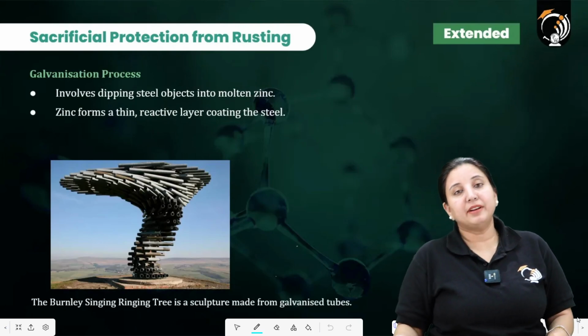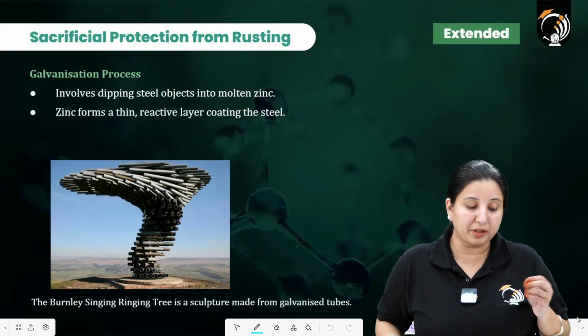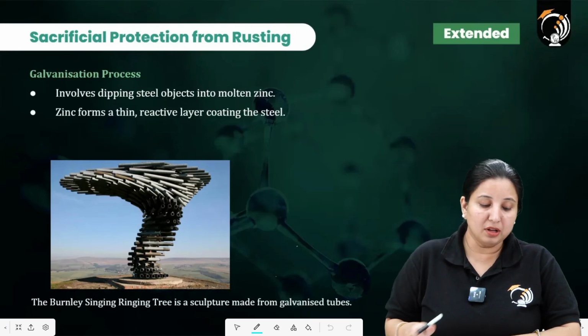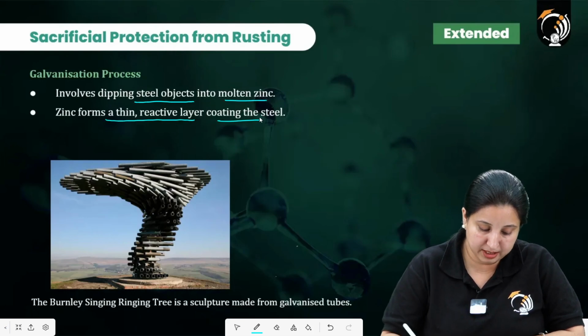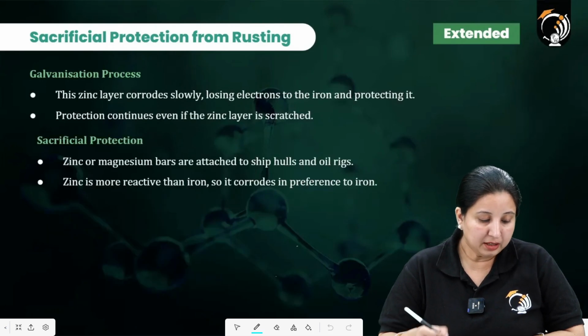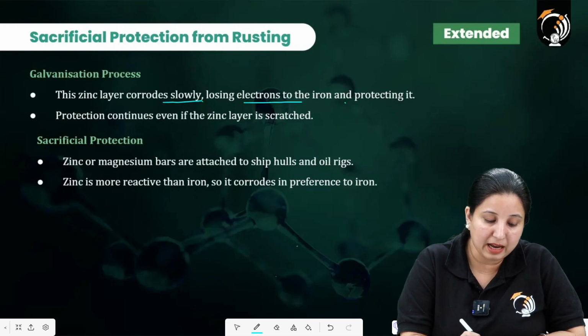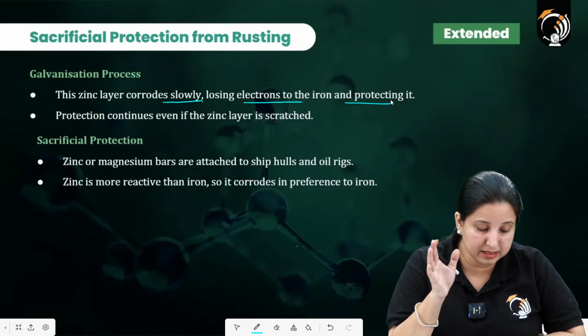Then galvanization, or you can say it is a sacrificial protecting method from rusting. It is for the extended student, that is galvanization. Basically it involves dipping steel objects into molten zinc, and zinc forms a thin reactive coating of the steel. Now, this zinc layer corrodes slowly, losing electrons to the iron and protecting it, and protection continues even if the zinc layer is scratched.